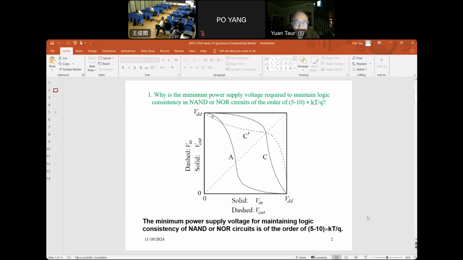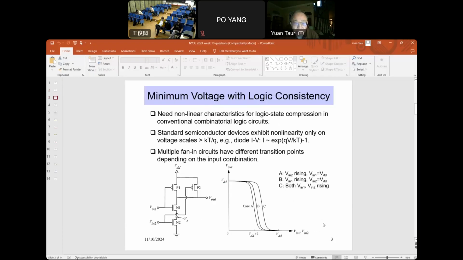Required to maintain logic consistency: 5 to 10 kT over Q. Okay, we went over this chart, which shows that for digital binary circuits, we have so-called logic compression. In other words, for example, this two-way NAND has two inputs, so altogether there are four possibilities: 0 0, 0 1, 1 0, and 1 1.